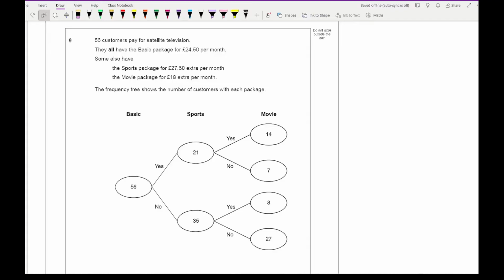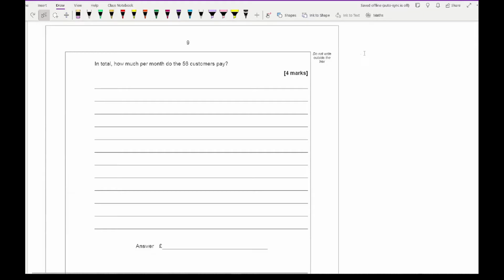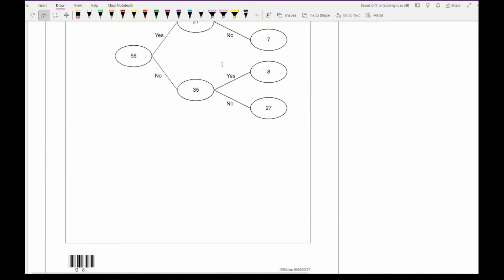Some also have the sports package for £27.50 extra per month, and some have the movie package, which is £18 extra a month. The frequency tree shows the number of customers for each of the packages. So let's see what the question asks. The first question says, in total, how much per month do the 56 customers pay?